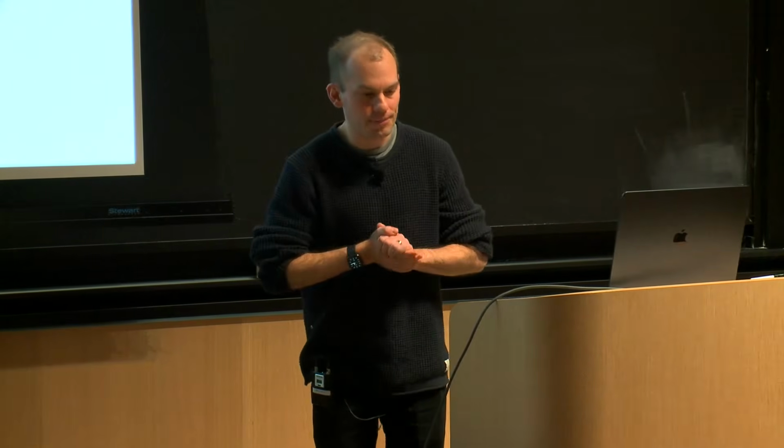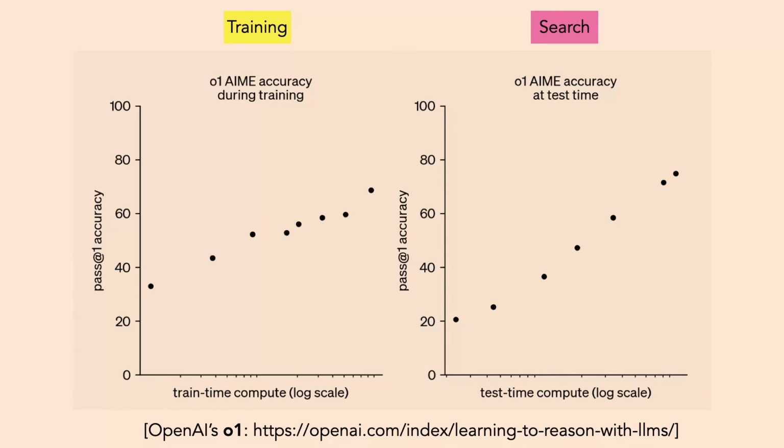But Sutton specified search as the other option. And so let's talk about what is search. This is what's happening really in industry right now: a move away from only focusing on train time compute, to now using a lot of test time compute, or search at test time.